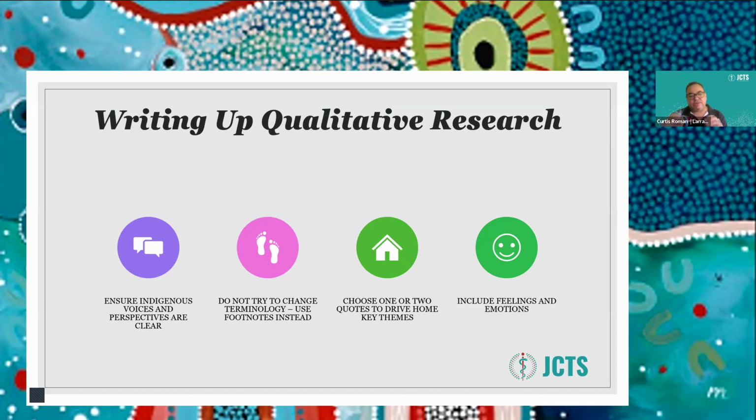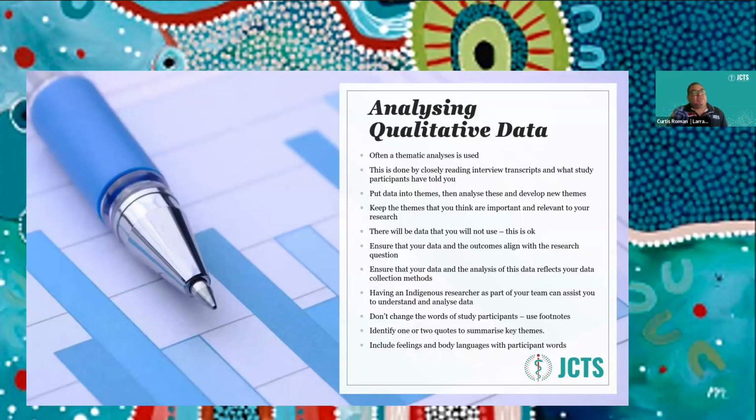So when people get used to writing up qualitative data, it becomes easier to do. And you'll find out that you've got lots of data there, but you've got one or two quotes that really drive home what people are saying. So don't change the words of study participants, use footnotes, identify one or two summary key themes, and include feelings and emotions as part of your writing up of the data that you gather. And we'll go on to the next slide.